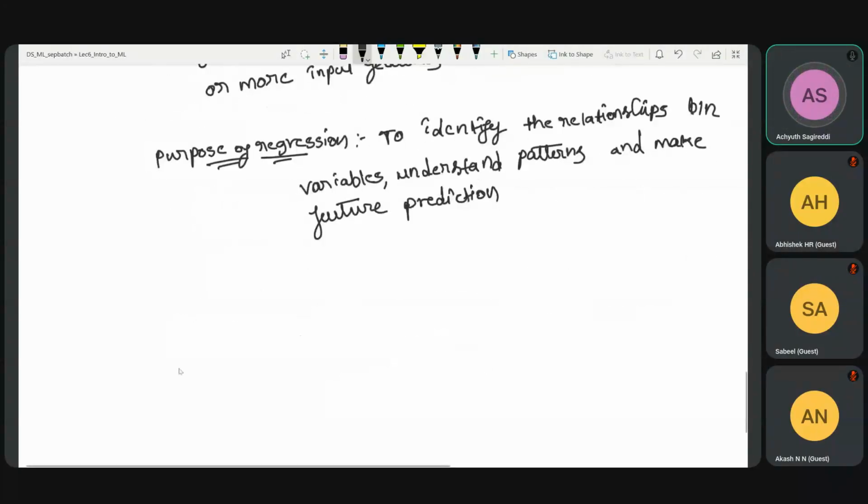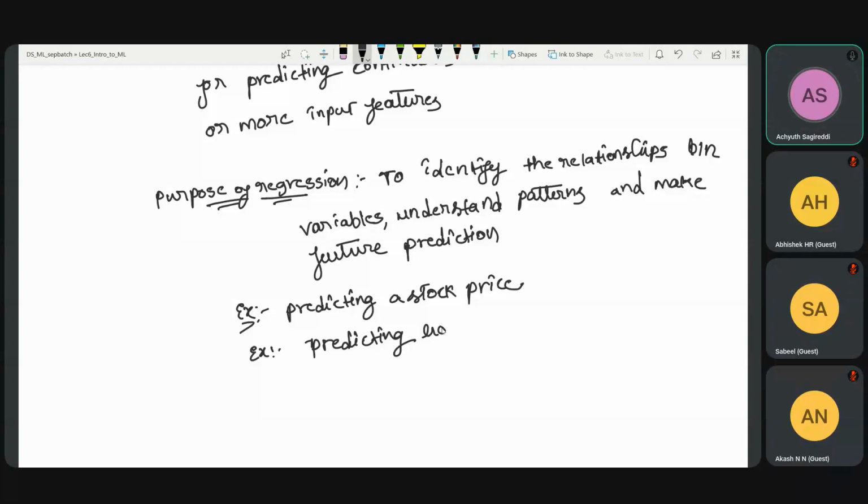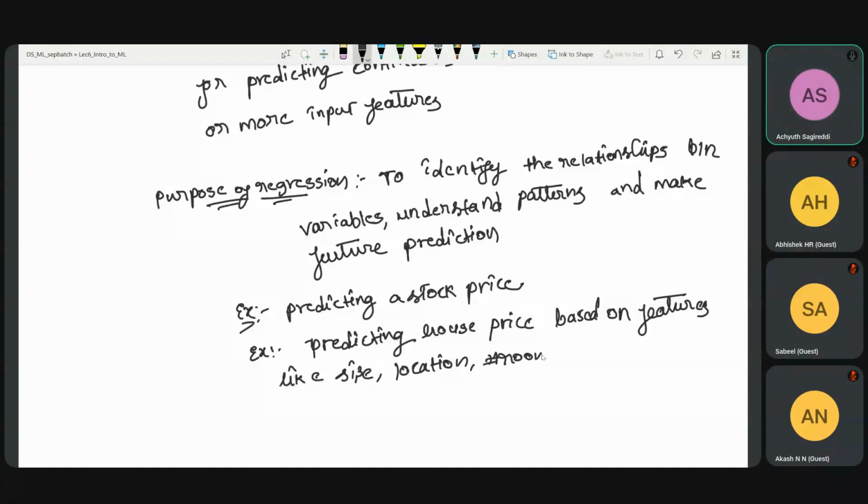Let's say, for example, predicting a stock price and predicting house price based on features like size of house, location, number of rooms, etc. Right? This is the purpose of the regression, right?